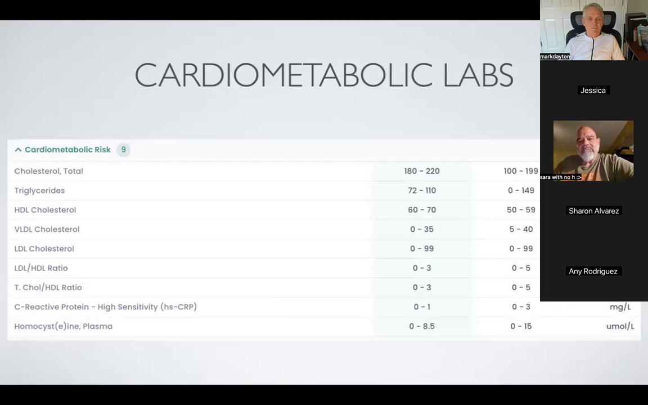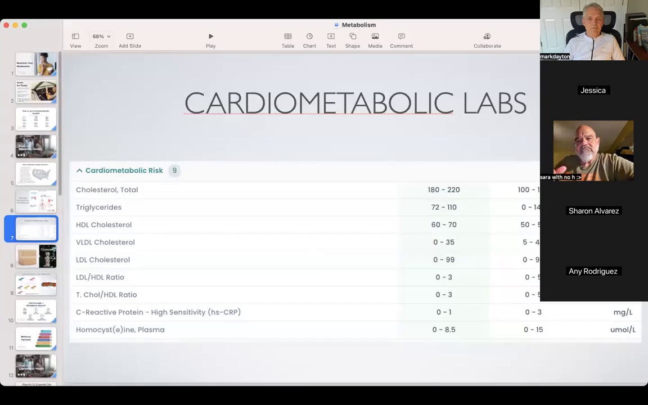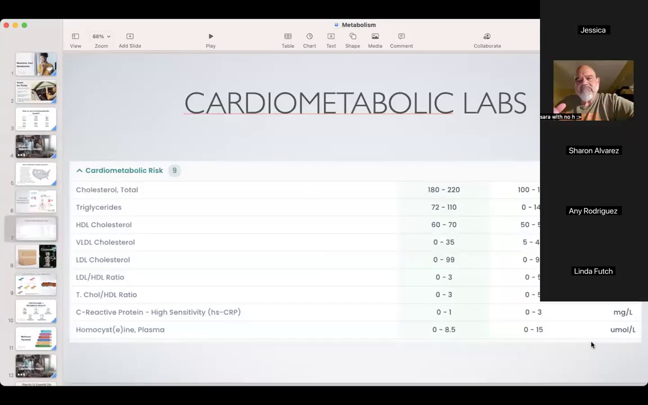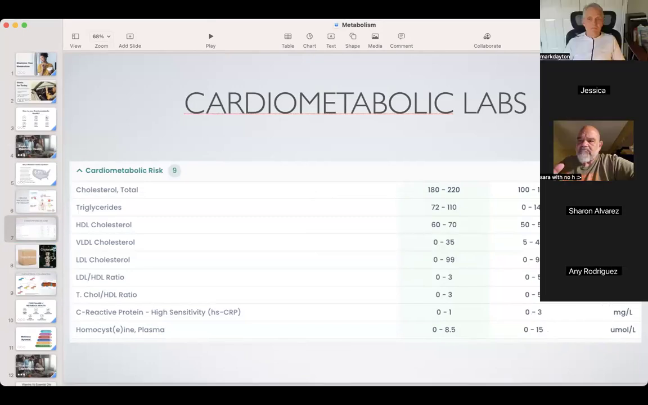So with these ranges there, we've got the green row right there. That's actually our optimal range. The white one is what you'll see when we're looking at our lab report.